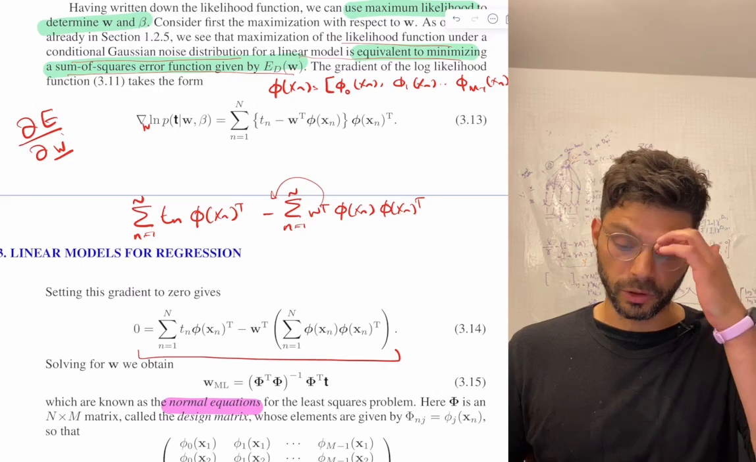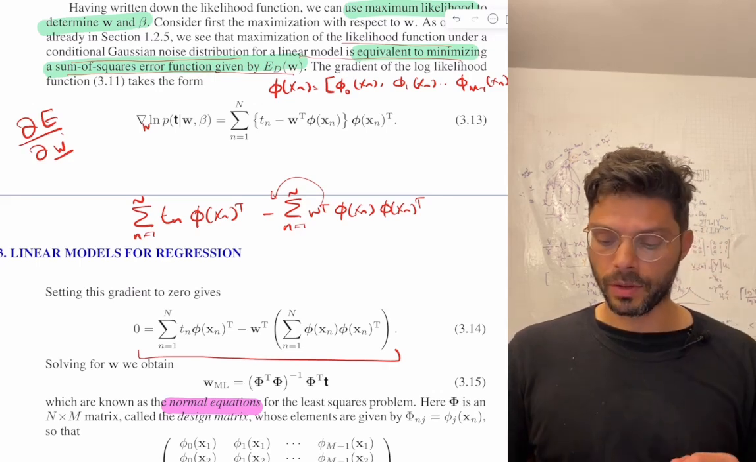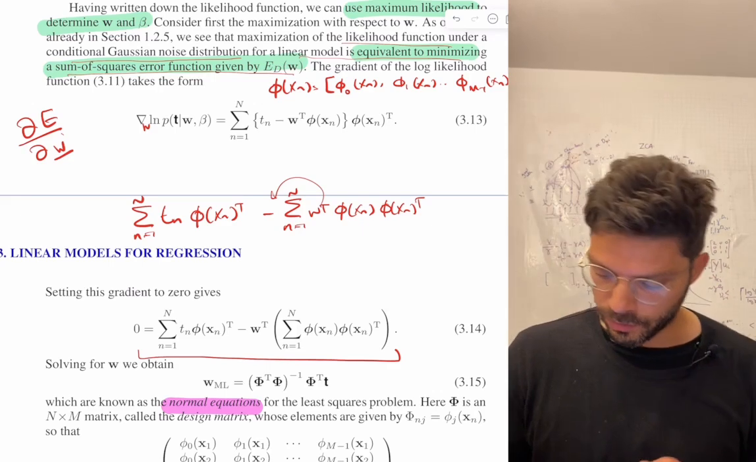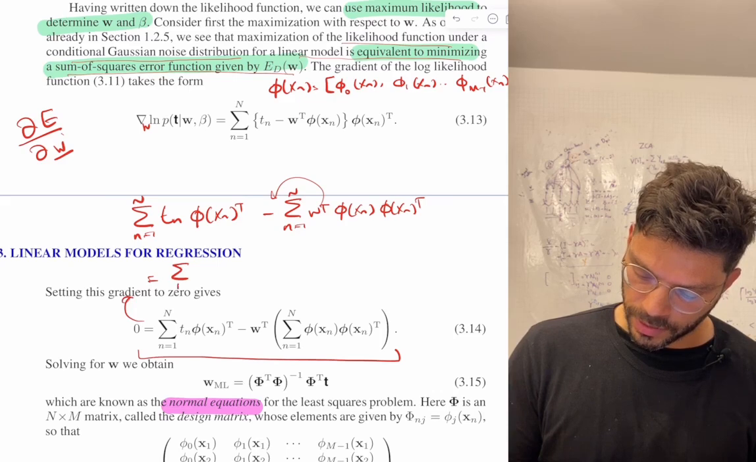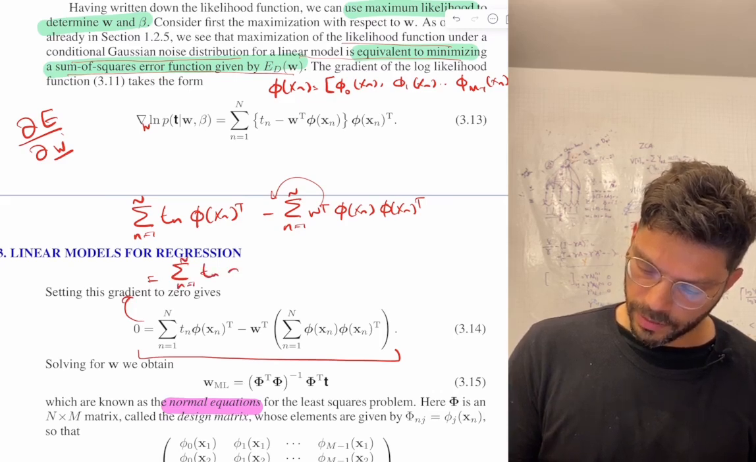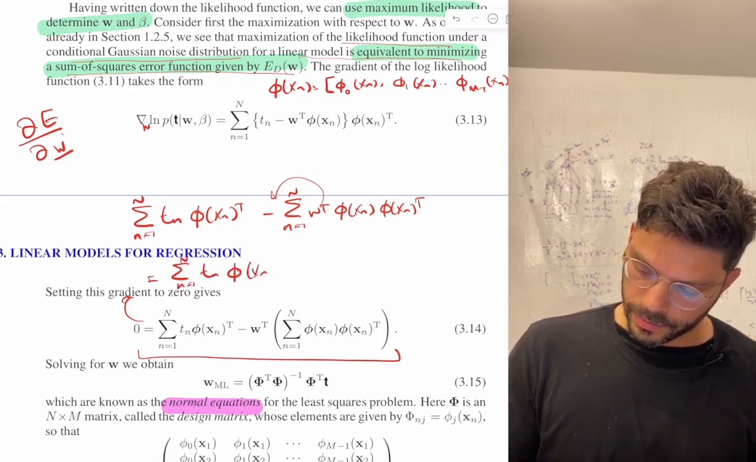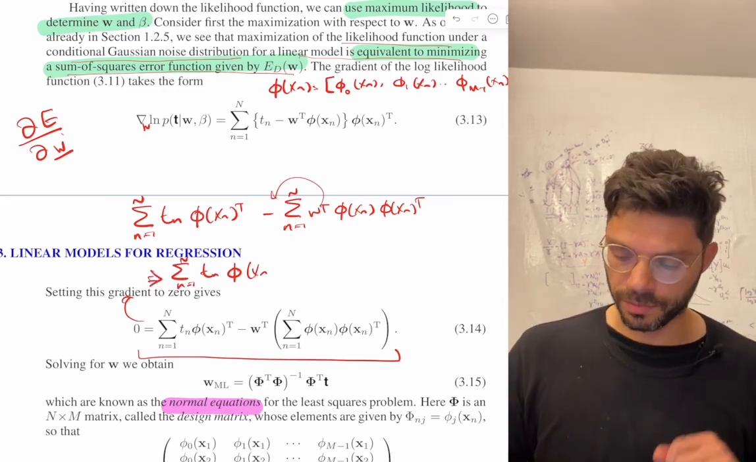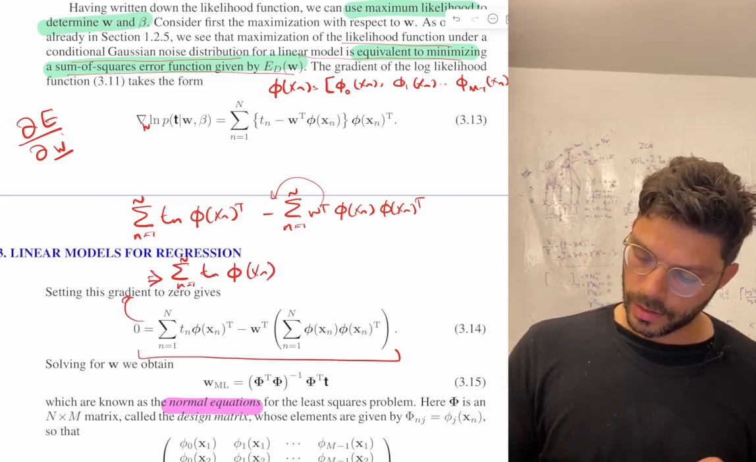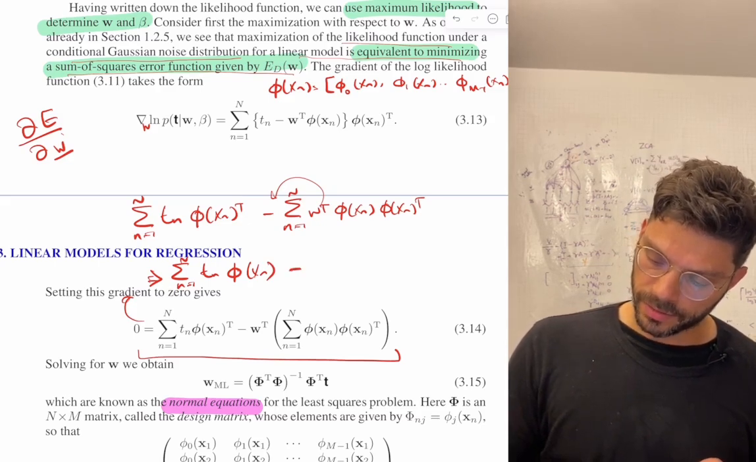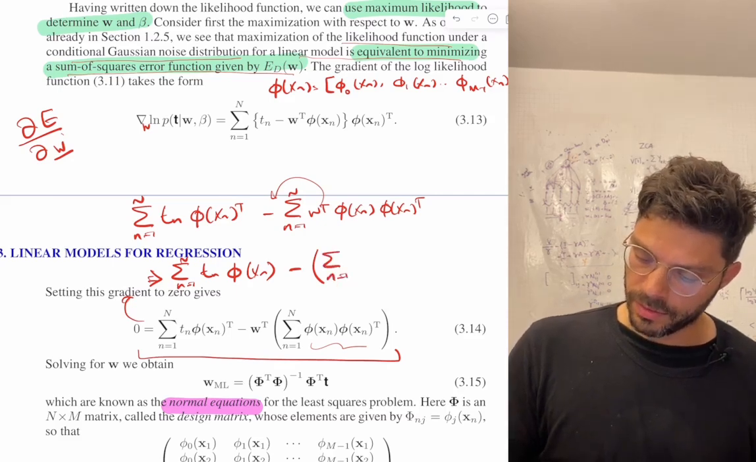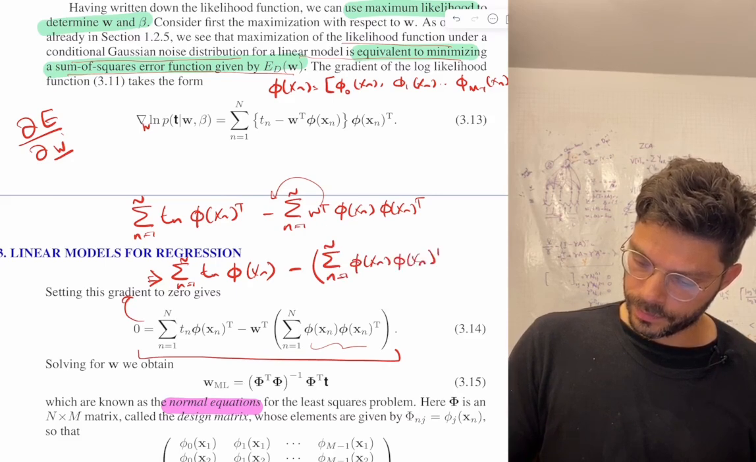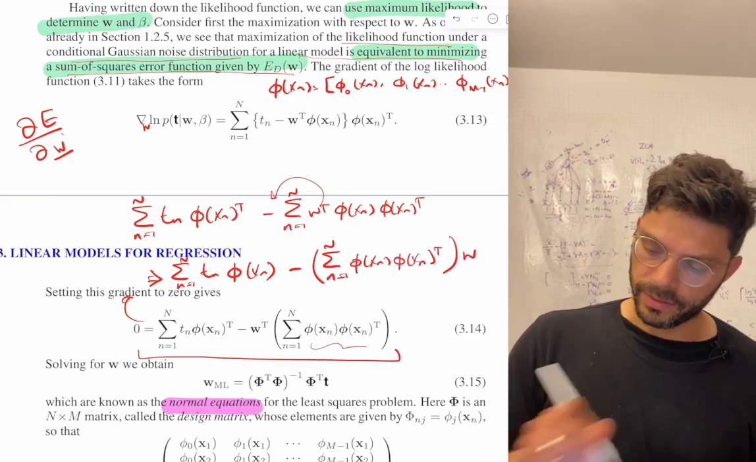Now we're going to set it to 0, so I'm going to transpose everything so that we don't have to deal with the weight transpose, but with the weight itself. So this whole thing is equal to also sum on n equals 1 to N, t_n phi. It's not equal because we're transposing, but it also implies the transpose of this term is itself, because it's symmetric. And then there's going to be a weight on the outside.